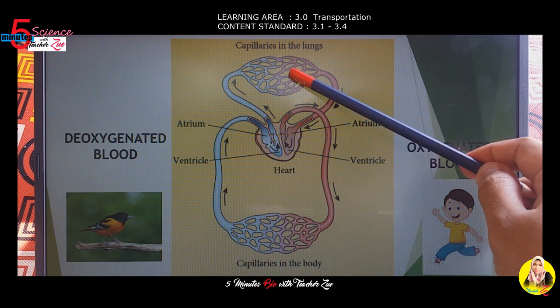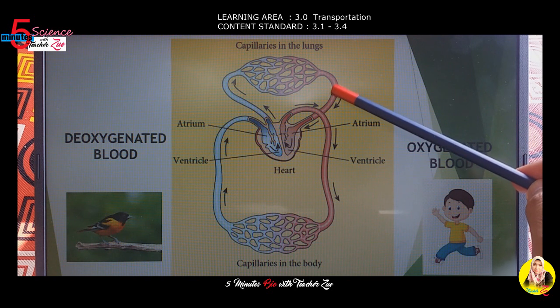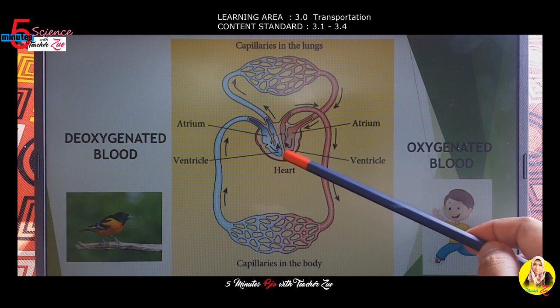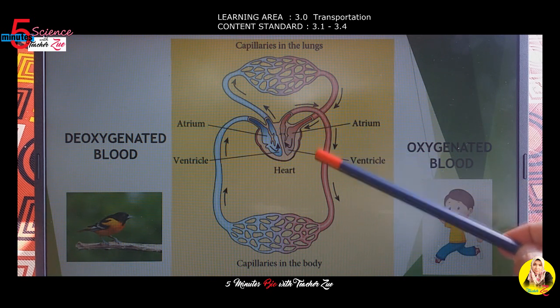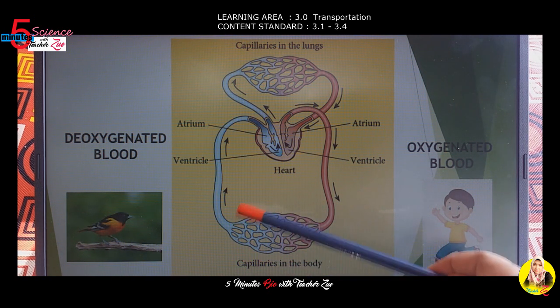Oxygen will diffuse into the capillaries in the lungs, then be transported by the red blood cell into the left atrium, left ventricle, and transported out from the heart to the capillaries in the body. Oxygen will diffuse into the cell, carbon dioxide will diffuse into the capillaries.